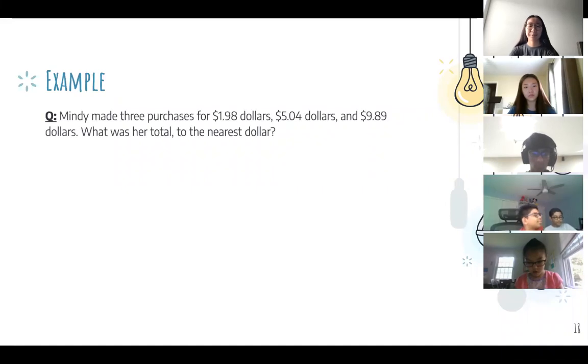Let's give an example. Mindy made 3 purchases for $1.98, $5.04, and $9.89. What was her total to the nearest dollar? So go ahead, try to solve this as fast as you can and think about what's the most efficient way to do it.